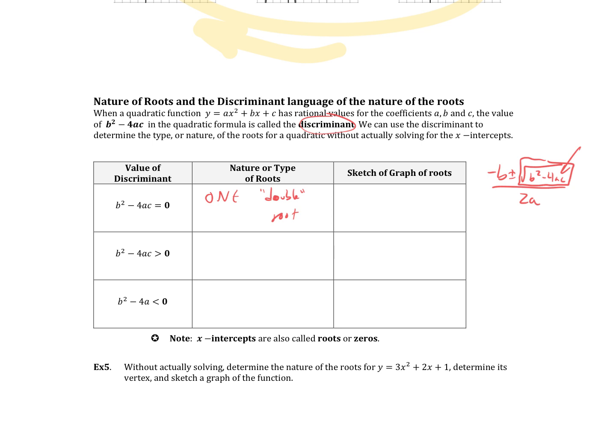I'm going to say that right now. Sketch a graph of the roots. The graph of the roots should look like this. What's going to happen like that? You're going to get a graph where this happens.